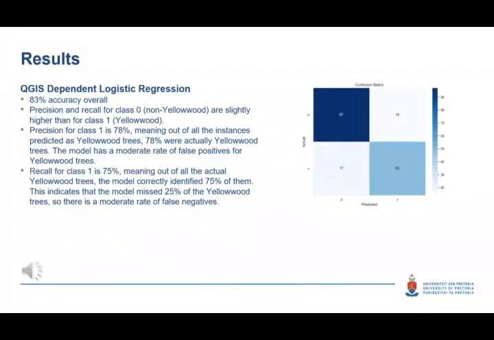Our precision recall for class 0 was slightly higher than for class 1, but the difference was minimal. For class 1, the precision was 78%, which means out of all instances predicted as yellowwood trees, 78% were actually yellowwood. This is a moderate rate of false positives. In terms of recall for class 1, the percentage was 75%, which means out of the actual yellowwood trees, the model correctly identified 75% of them and just missed 25%. So there's a moderate rate of false negatives.